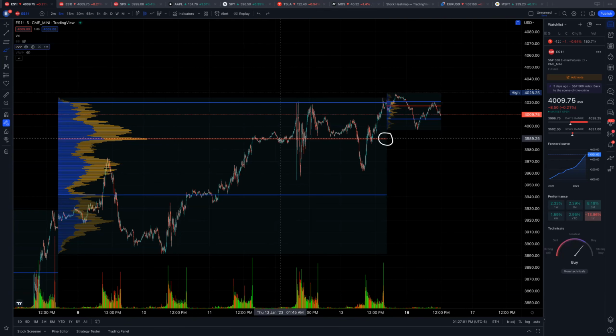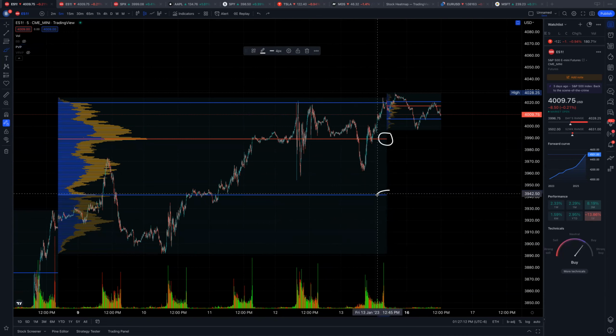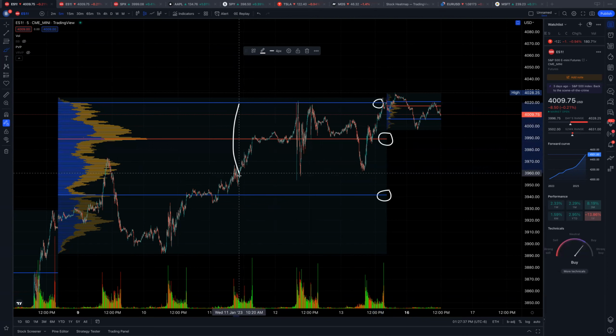You can see how it acts as support and resistance multiple times. On this specific week, it acted more as support. And then we have the value area low, which is this right here, which oftentimes also acts as support and resistance. And then we have the value area high, which is this blue line right here. So we have the value area high, point of control, value area low, and the whole value area. Okay, so we have that.